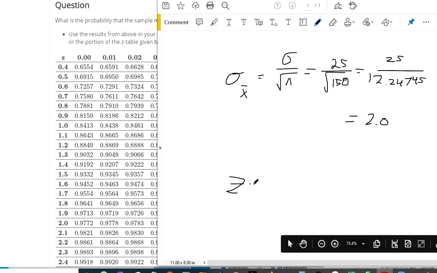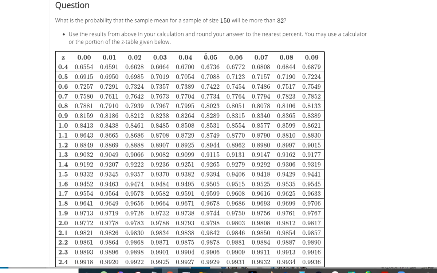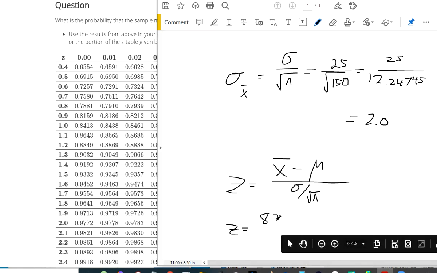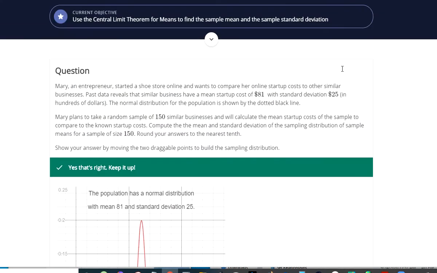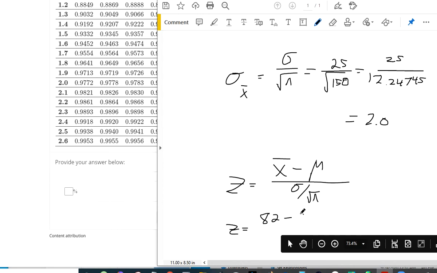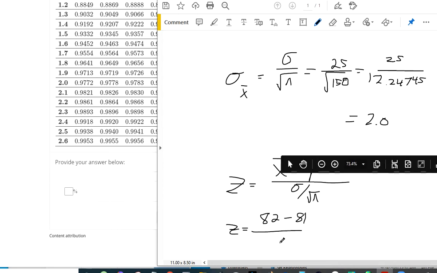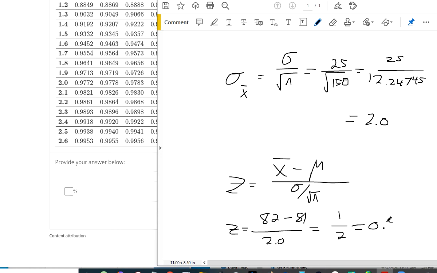What is the probability that the sample mean for sample size of 150 will be more than 82? So going back to that z-score formula we saw at the beginning of this video, we need to calculate a z-score and we're asked to find the probability that the sample mean will be more than 82. So we need to plug in 82 for the sample mean, and we need to subtract it by the population mean, which was 81. They gave that to us at the top. So subtract it by 81, and then divide it by 2.0, that standard deviation of the mean that we just calculated. Sometimes called the standard error. So 82 minus 81 makes 1. 1 over 2, that's 0.5 for our z-score.